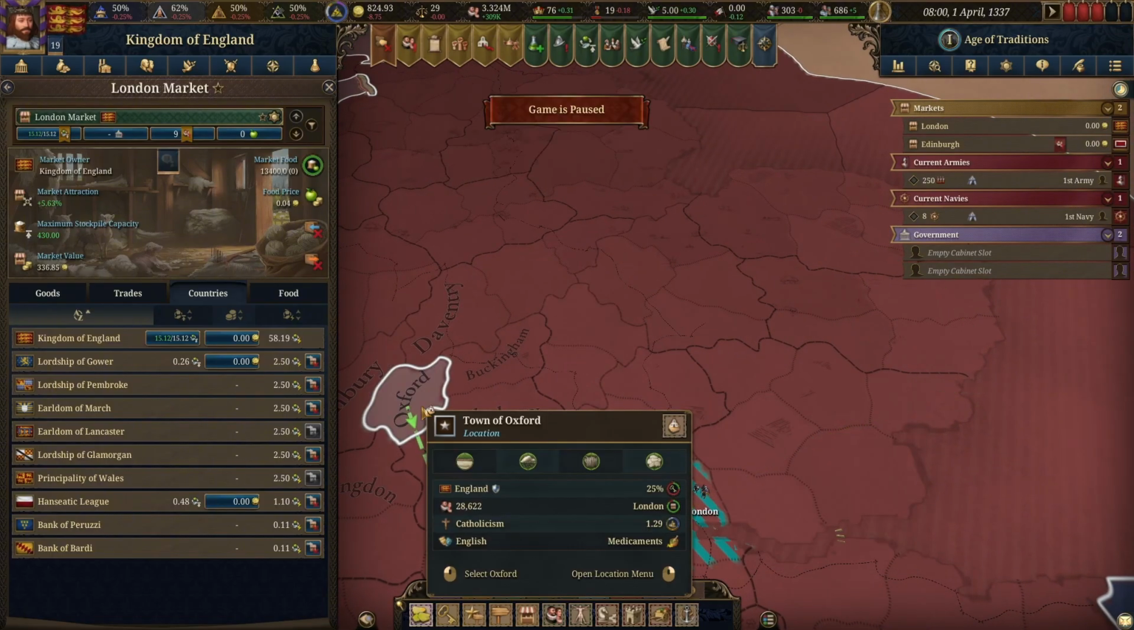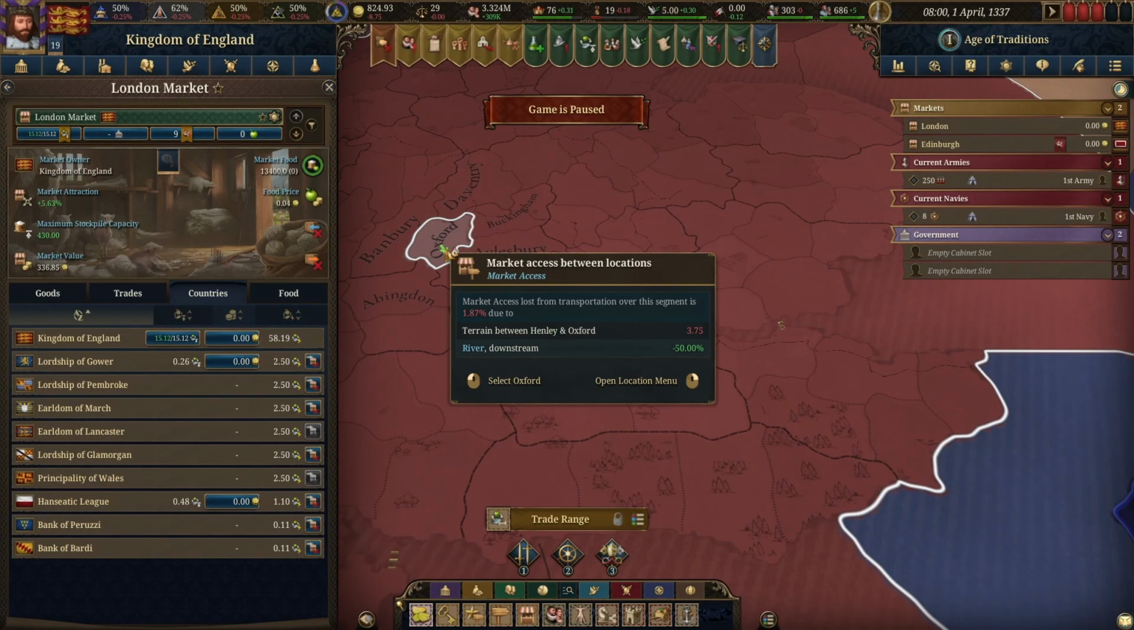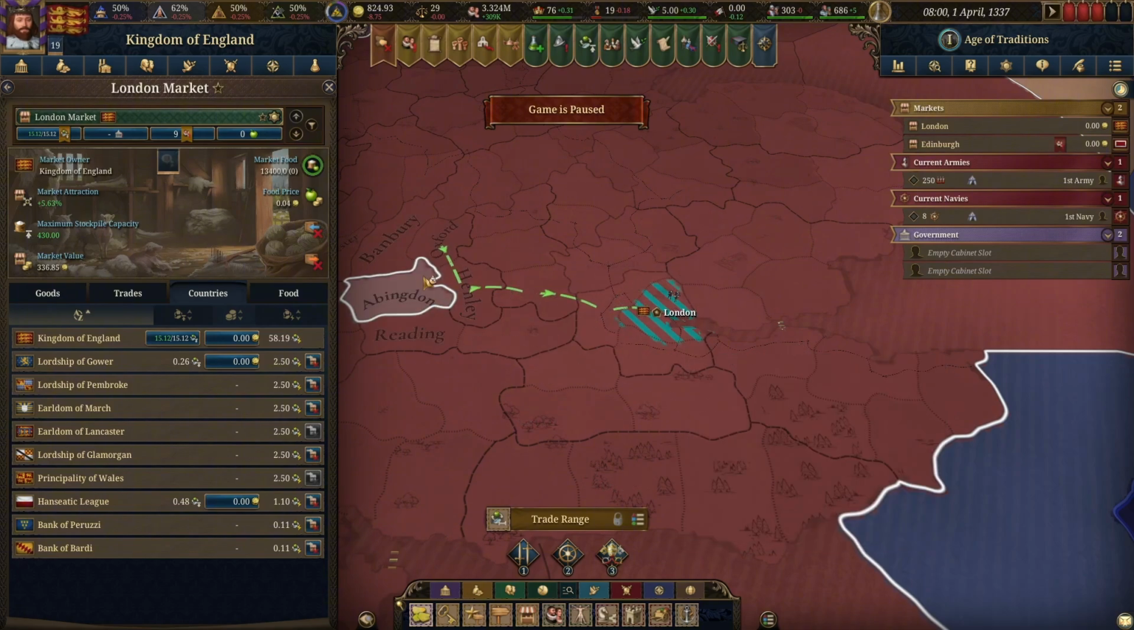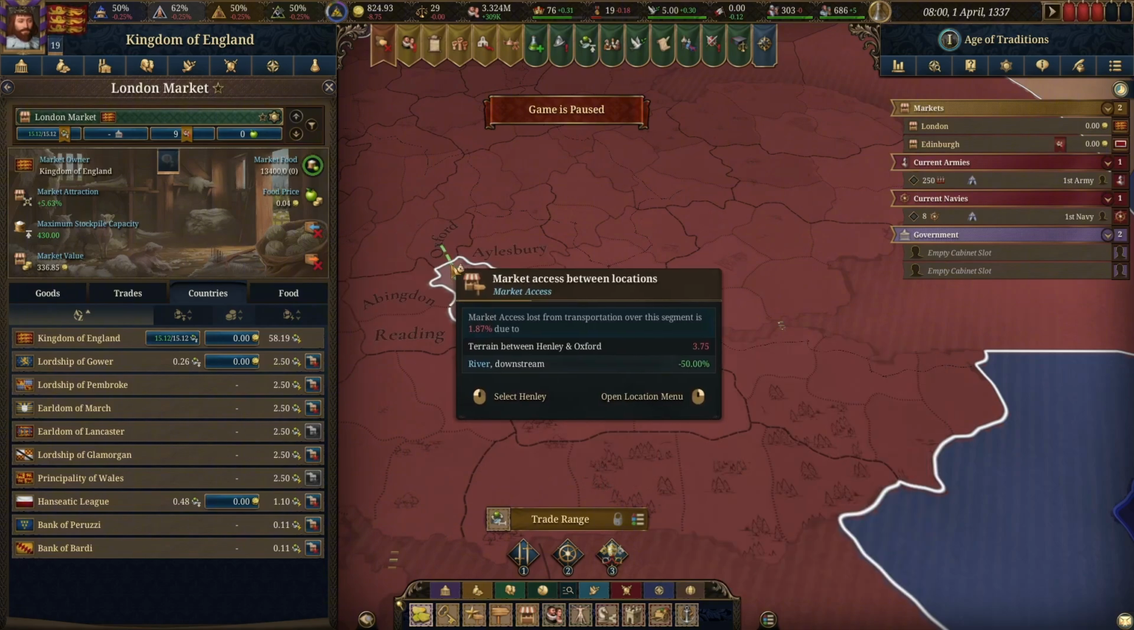So let's start here at Oxford. We can see the route goods are being transported to and from the market capital by this green line. We can see that just like proximity, there is an efficiency cost to go from one location to another, which is modified by roads or terrain bonuses such as this river. And the better efficiency you have transporting goods between two locations is something called market access.